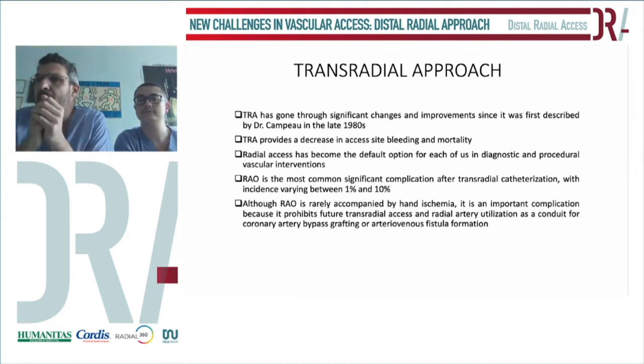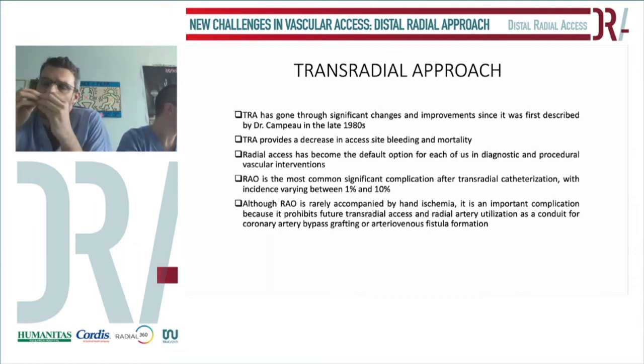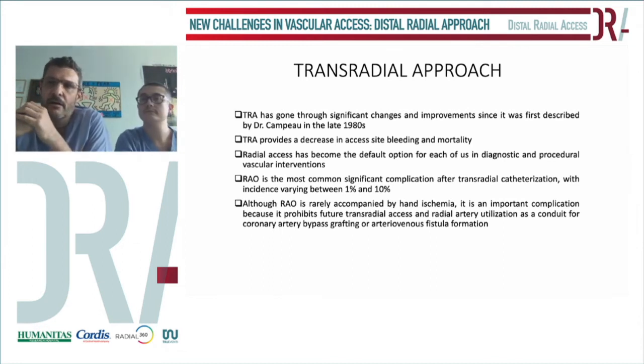But the main disadvantage of this access is the radial artery occlusion. That is the most common, most frequent complication after transradial catheterization. The incidence varies between 1 and 10% of the cases, depending on the series. And this is an important complication because the radial occlusion could be a problem in case of future transradial access, or in case of the need to use the radial artery as a conduit for coronary artery bypass graft.